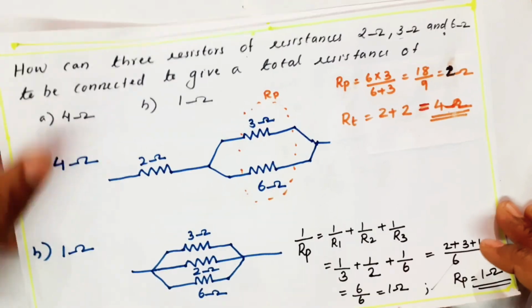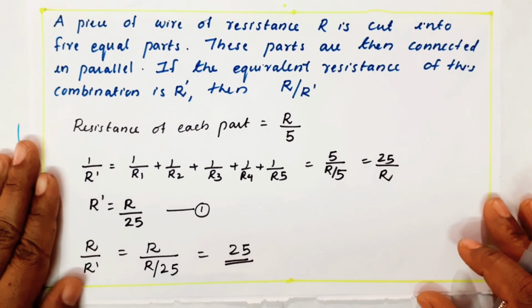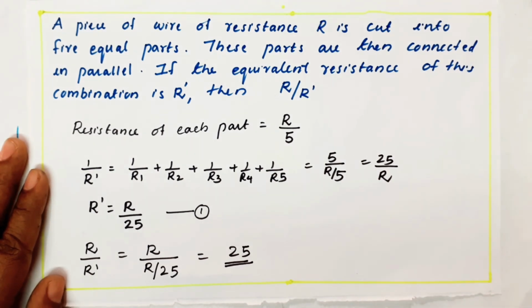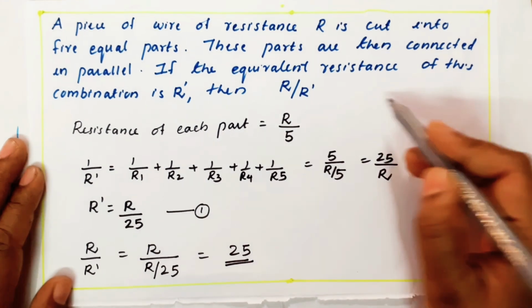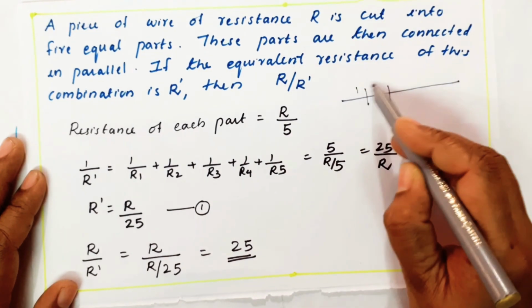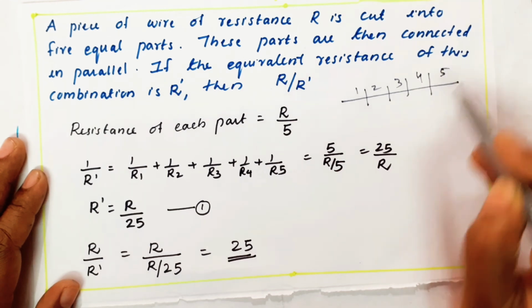This is a little different type of question from here. Another one. Okay, the last question of this part. A wire of resistance R is cut into 5 equal parts, and these parts are connected in parallel. So I have a wire, and we are cutting it into 5 equal parts: 1, 2, 3, 4 and 5.